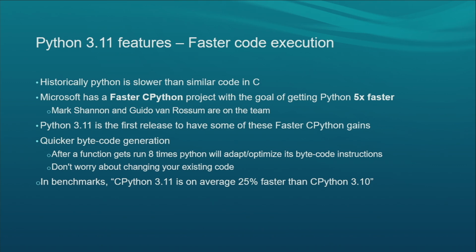That being said, you don't need to go through your code and make sure your loops are running 8 times or something like that. I don't think you need to do that. I think you'll just passively see these faster bytecode generation improvements in your day-to-day work. In benchmarks, people are seeing that CPython 3.11 is about 25% faster than Python 3.10, which is a huge improvement.